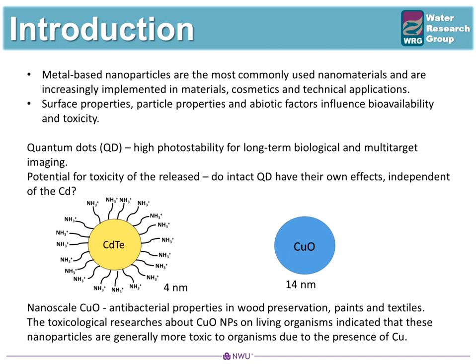Quantum dots are of great interest due to their tunable optical properties, which are used for multi-target imaging. A typical quantum dot is composed of a semiconductor core, in this case cadmium beryllium, that can be encapsulated with functional side chains, in this case ammonium. Nanoscale copper oxide was also chosen as a case study because it is widely used for antibacterial properties in wood preservation, paints, and textiles, and copper is also a known toxicant in the aquatic environment.